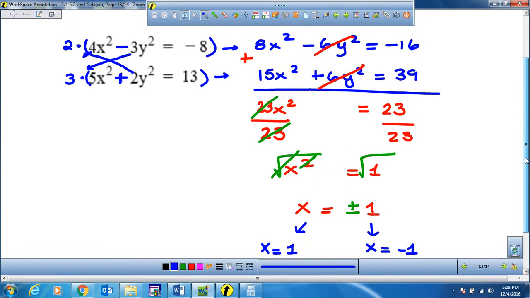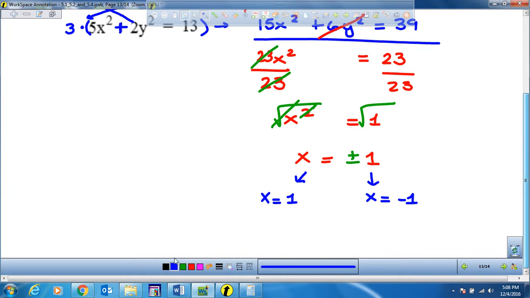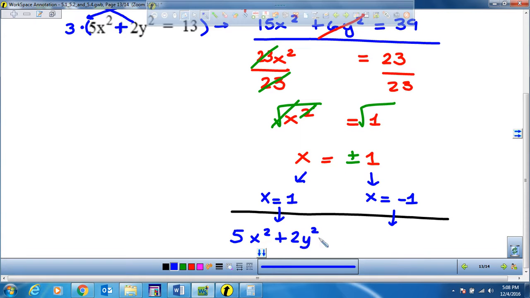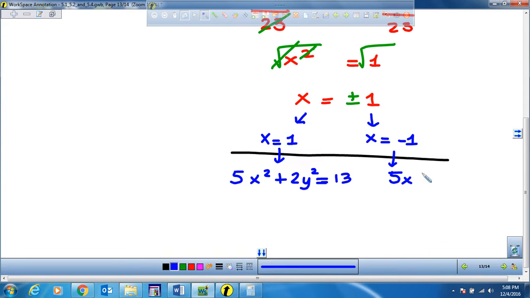So use one of the originals, whichever you want. Let's say we're going to use the second one. And I'm going to plug in into the x, 5x squared plus 2y squared equals 13. So 5 times 1 squared plus 2y squared equals 13.